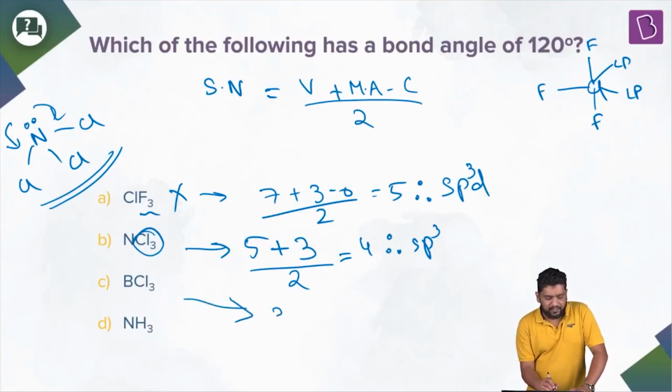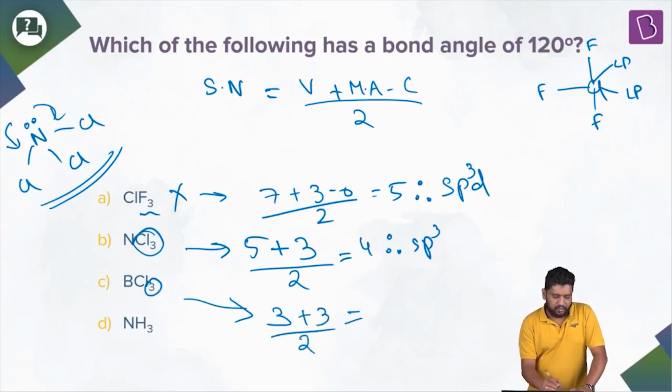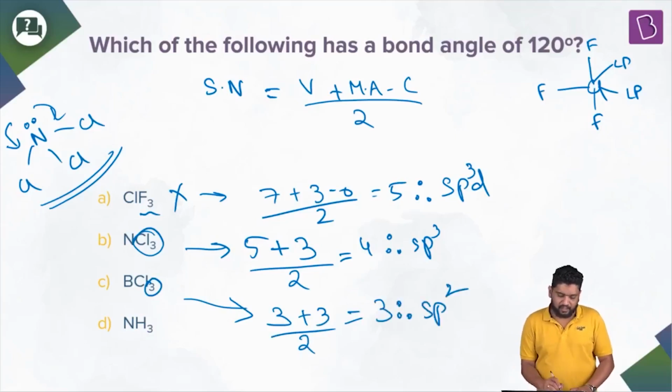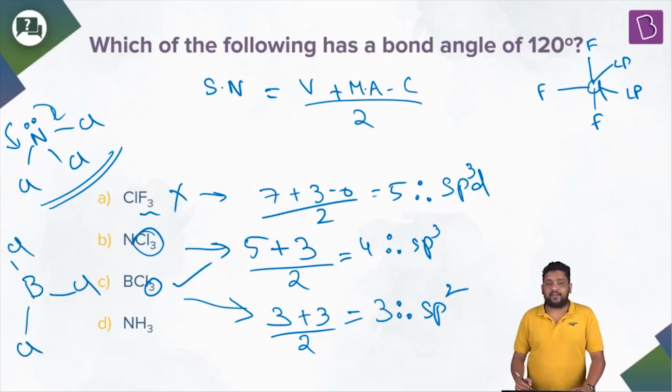BCl3 will have 3 valence shell electrons plus 3 divided by 2. 3 valence shell electrons in boron, 2s2 2p1 configuration, and 3 monovalent chlorine atoms divided by 2. So 3, therefore sp2. So of course this is our correct answer, right? So we have BCl3, which is going to have a planar trigonal kind of a shape, and we will get 120-degree bond angle here, right? Regular geometry is what we have.